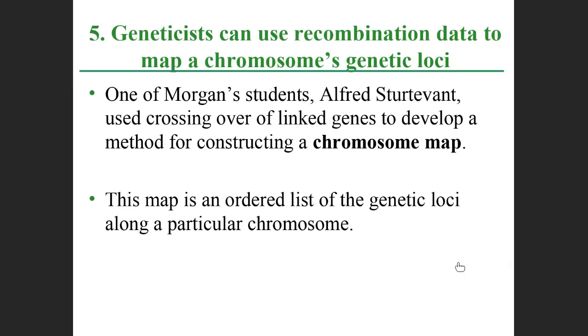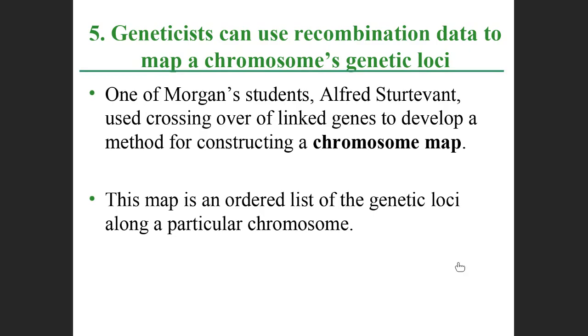One of Morgan's students used crossing over of linked genes to develop a method for constructing a chromosome map. And this is something that has not been done in a long time. Nobody does linkage maps anymore because we can relatively easily and quickly sequence entire genomes. So there's no need to do this time-consuming and cumbersome technique to find the loci of different genes on a chromosome. We can sequence them now.